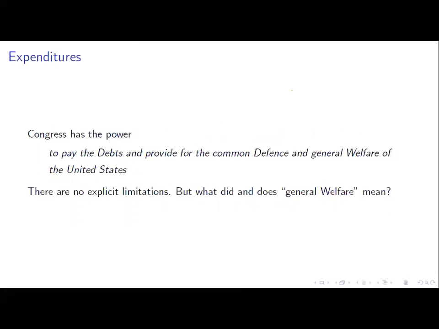So again, this common defense or general welfare is going to quickly become an extremely broad thing about what we can spend money on. We were talking earlier, Jonathan, about the Louisiana Purchase and whether it was constitutional. Is buying the Louisiana Purchase part of the general welfare of the United States? Sure, why not? It was a good deal, so why not?